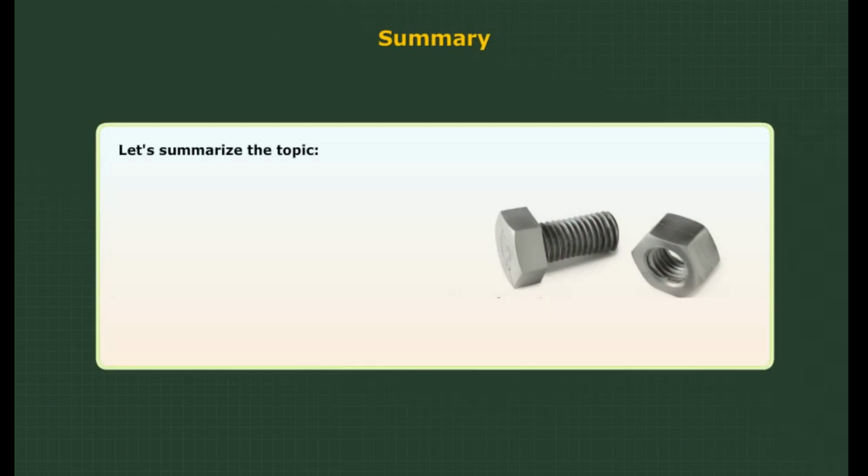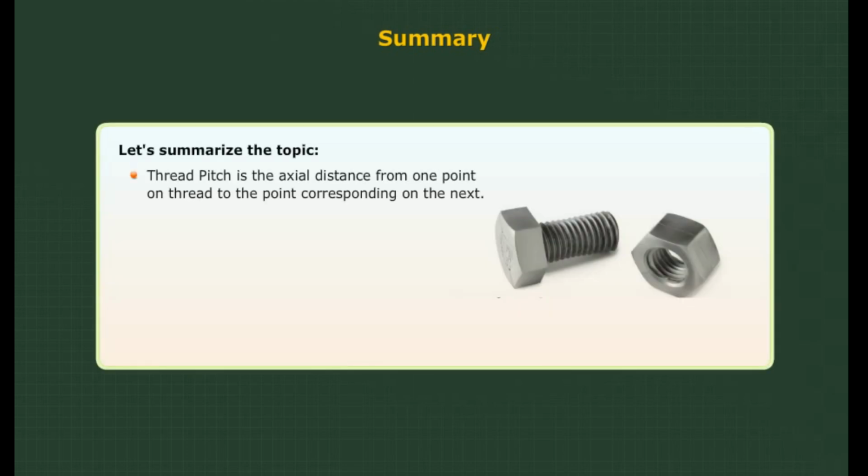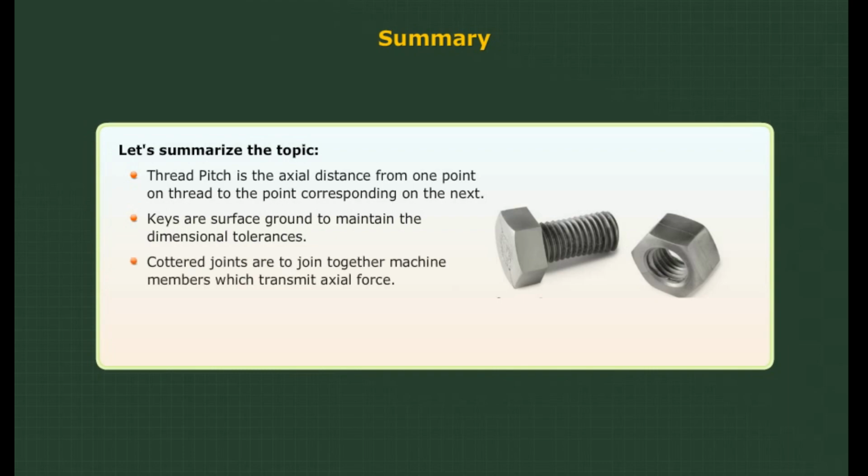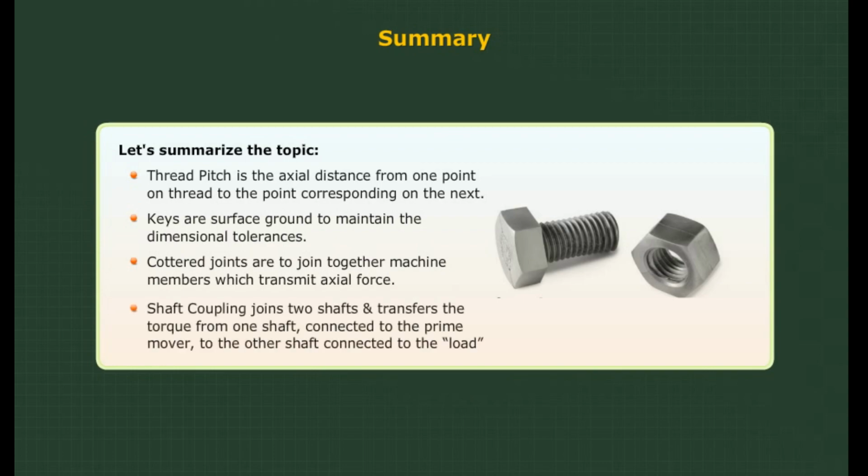Summary. Let's summarize the topic. Thread pitch is the axial distance from one point on the thread to the corresponding point on the next. Keys are surface ground to maintain the dimensional tolerances. Cottered joints are to join together machine members which transmit axial force. Shaft coupling joins two shafts and transfers the torque from one shaft connected to the prime mover to the other shaft connected to the load.